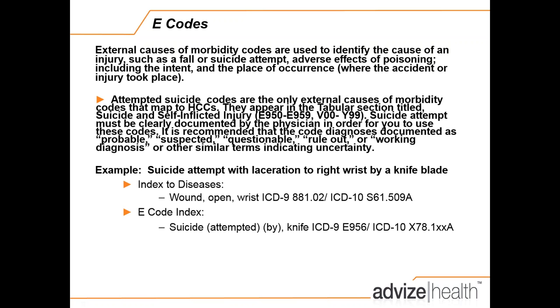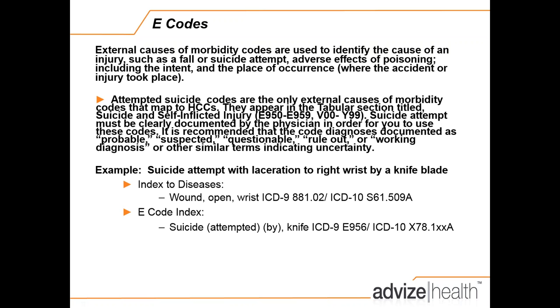Attempted suicide codes are the only external causes of morbidity codes that map to an HCC. So specifically for HCC, know that the causes of morbidity is actually very important in this world. It's not always the case, but just keep that in mind. They appear in the tabular section titled Suicide and Self-Inflicted Injuries. Suicide attempt must be clearly documented by the physician in order for you to use these codes.